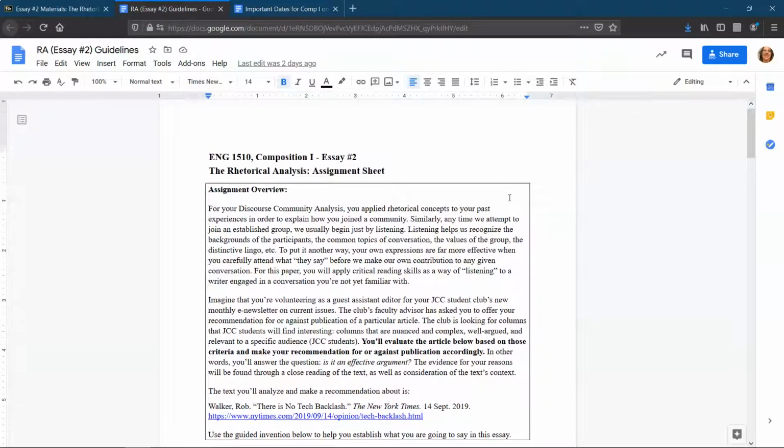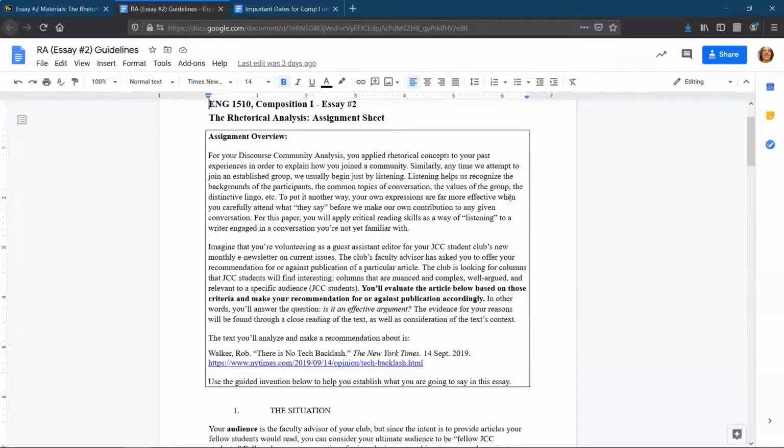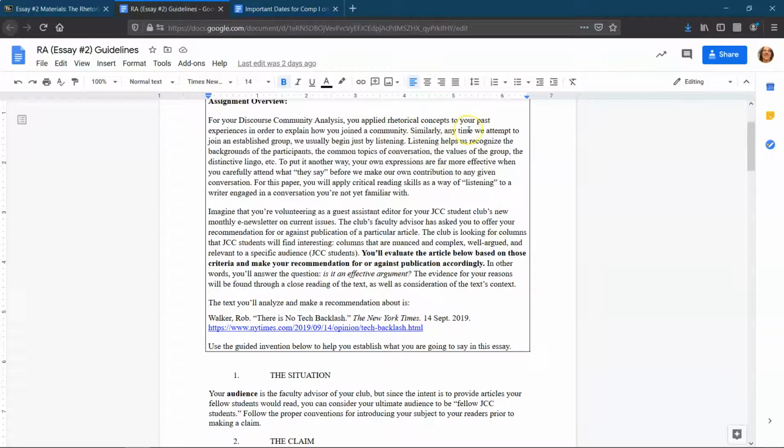Now, I'm not going to read the whole thing, but I will at least cover the basics here. So for your DCA, you applied rhetorical concepts to your past experiences in order to explain how you joined a community. Similarly, anytime we attempt to join an established group, we usually join just by listening. Listening helps us recognize the backgrounds of the participants, the common types of conversation, the values of the groups. So to put it another way, your own expressions are far more effective when you carefully attend to what they say before we make our own contribution to any given conversation. So for this paper, you will apply critical reading skills as a way of listening to a writer engaged in a conversation you're not yet familiar with.